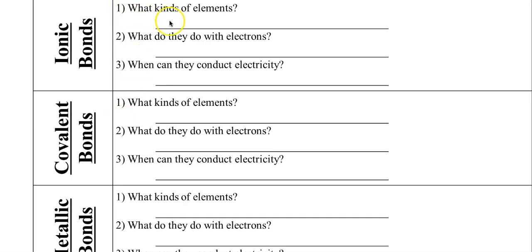Okay, so take a minute and compare, contrast. Let's write. Okay, ionic bonds. What kinds of elements? Metals plus non-metal. One of each.